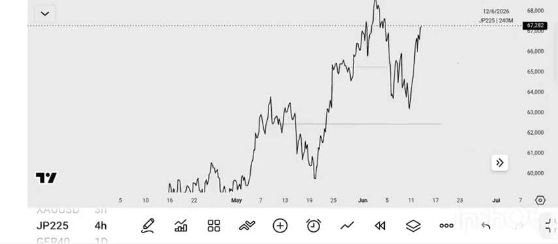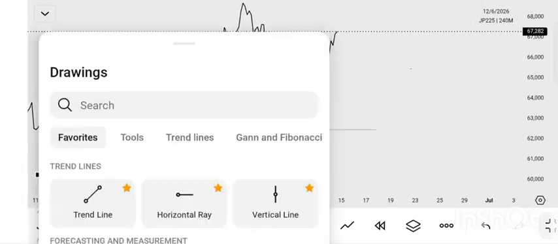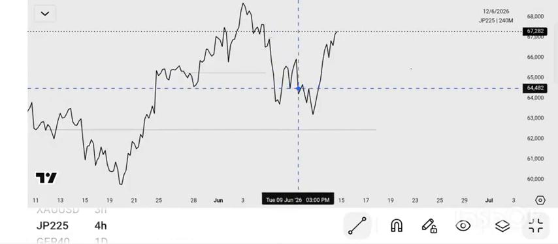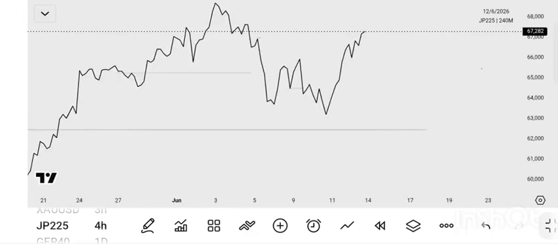Coming to the 4 hours, what do you see? We're having a most recent breakout bearish as well. You can see daily and 4 hours are in alignment. And I want to show you something now.